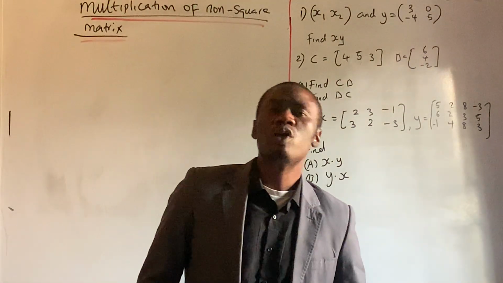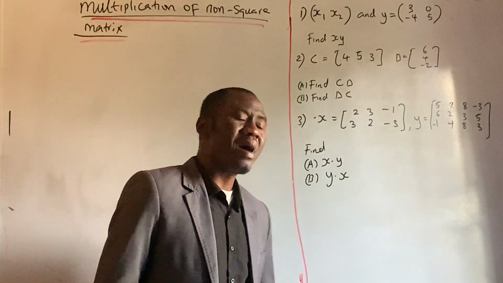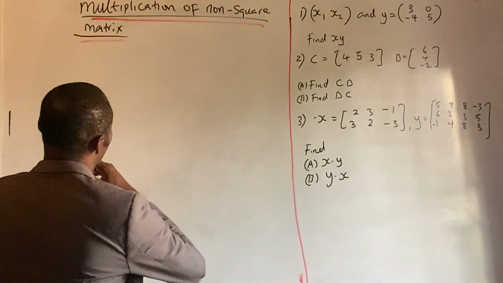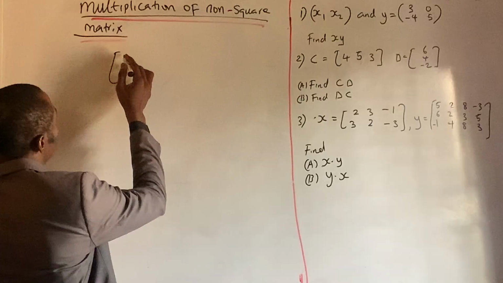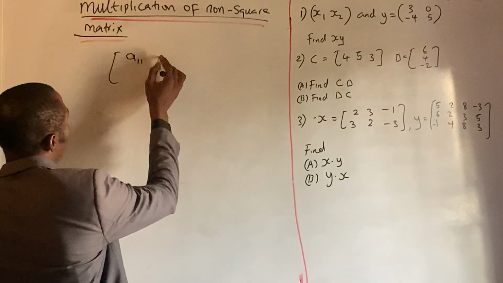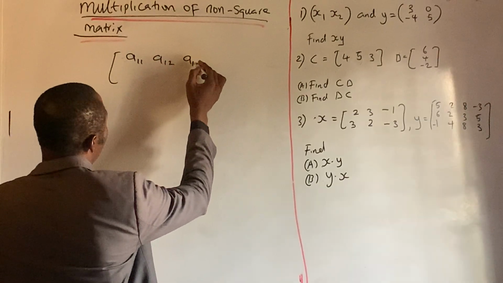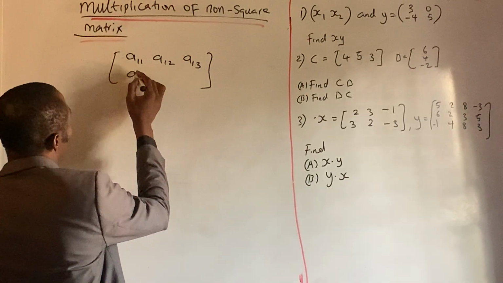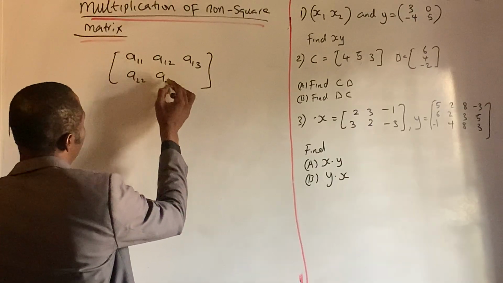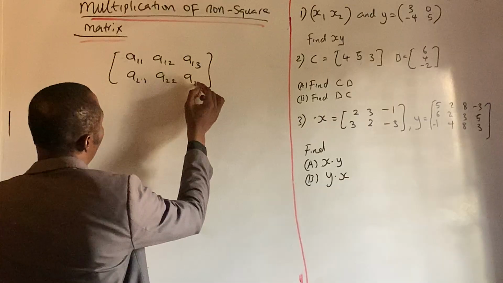In this video, we'll be looking at how to multiply non-square matrices. Remember I told you that a non-square matrix is when the column and the row are not the same thing. When the column and the row are not the same number, then we have a non-square matrix, like this one we have on the board.